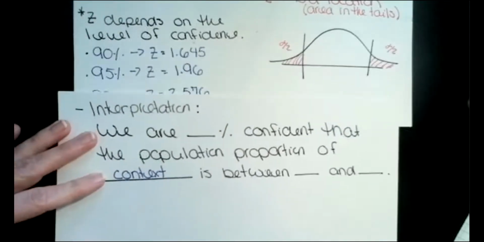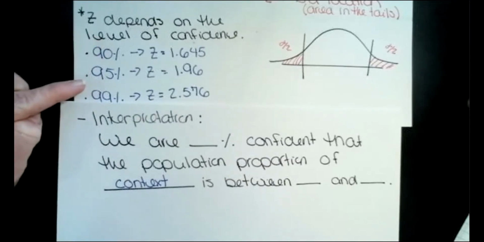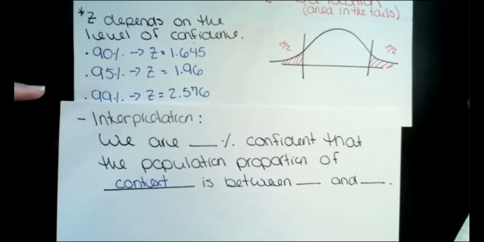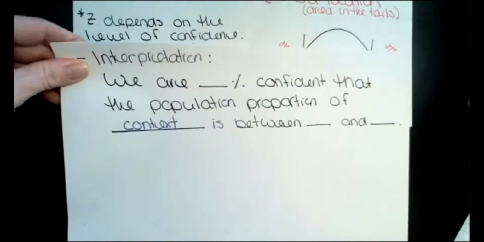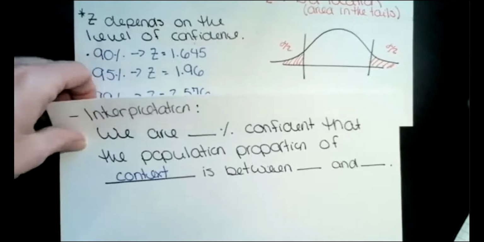So I just wanted to mention that. Whatever confidence level you're at, it's that percentage of confidence intervals that will hold that value of p in them. Okay, we just don't know which ones, because we don't actually have that value, right?